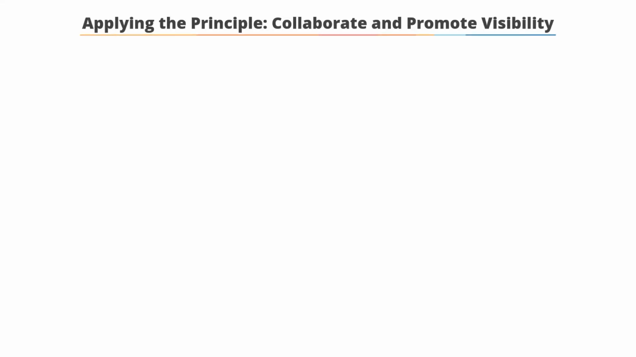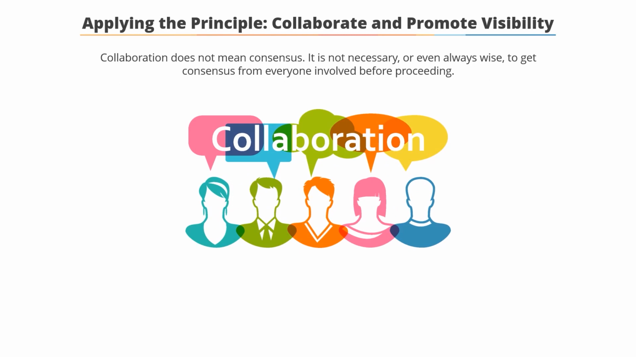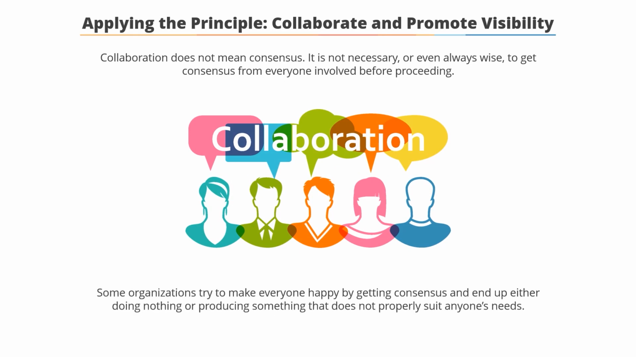Let's learn how to apply the principle, collaborate and promote visibility. To apply this principle successfully, consider this advice. Collaboration does not mean consensus. It is not necessary, or even always wise, to get consensus from everyone involved before proceeding. Some organizations are so concerned with getting consensus that they try to make everyone happy, and end up either doing nothing or producing something that does not properly suit anyone's needs.